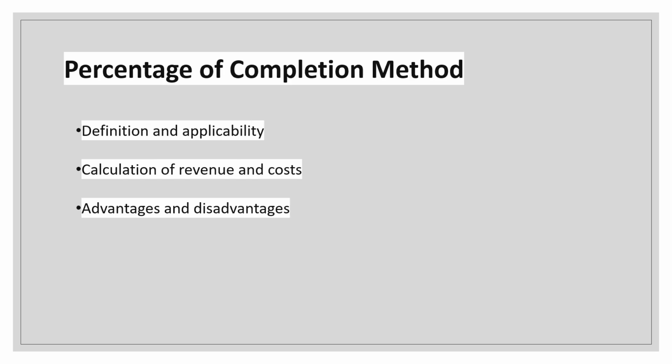Percentage of completion method. The percentage of completion method recognizes revenue and expenses based on the progress of the contract. This method is suitable for contracts where the outcome can be reliably estimated, providing a more accurate reflection of ongoing performance. We can now talk about completed contract method.